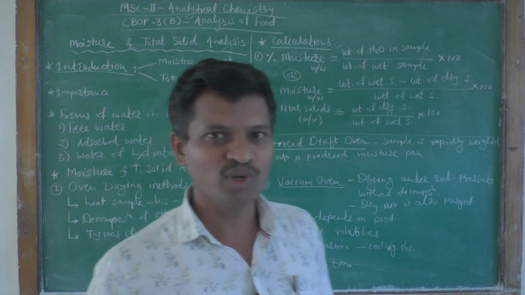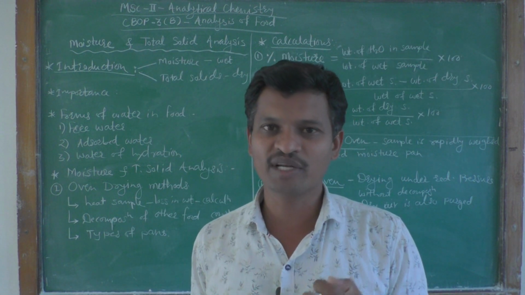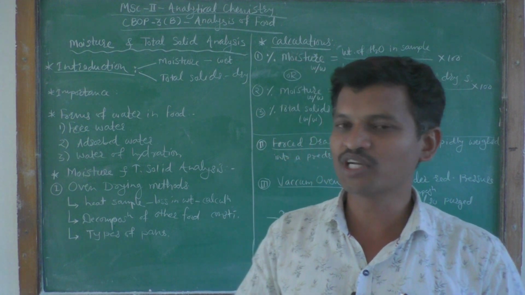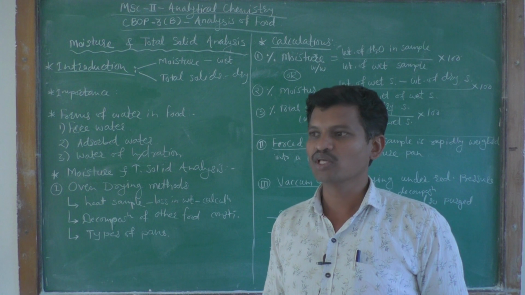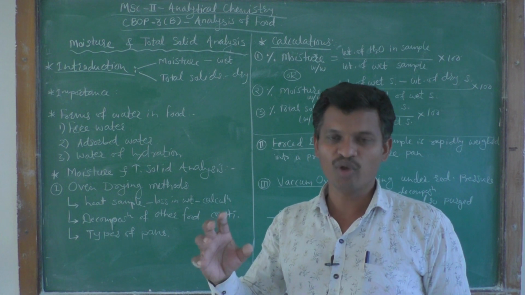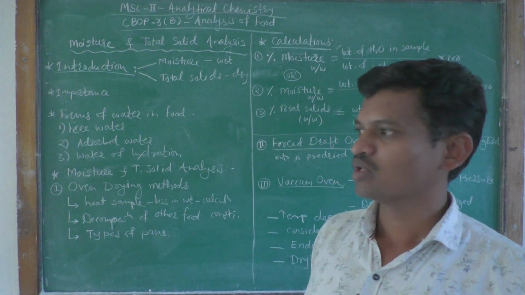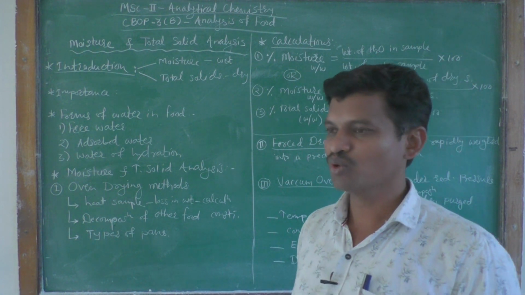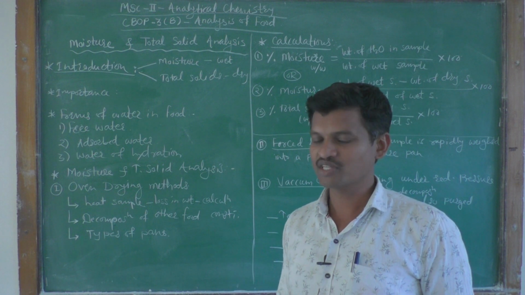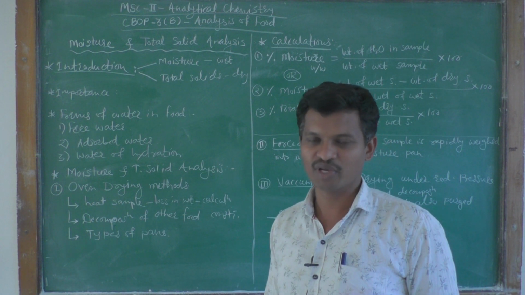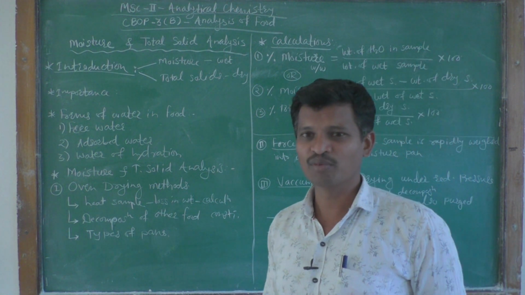Oven drying: we know that we have to determine the moisture content of any food material, and to determine this moisture content we have to first of all do the drying. We have to do the drying of that food material. As we know, drying is done in presence of temperature, that is heat energy. With the help of heat energy we can dry the food material.